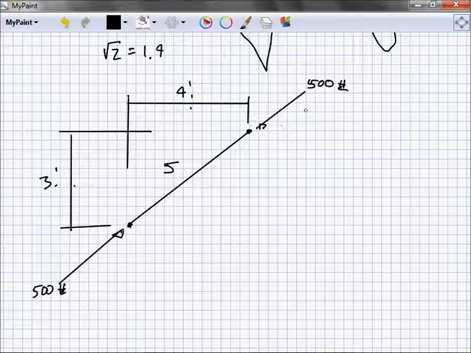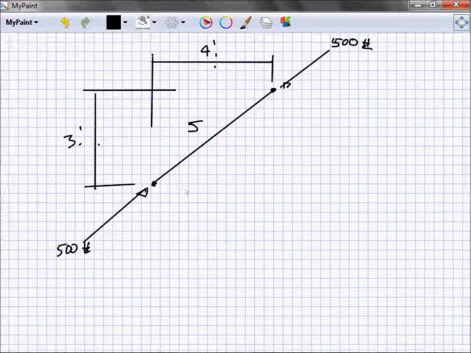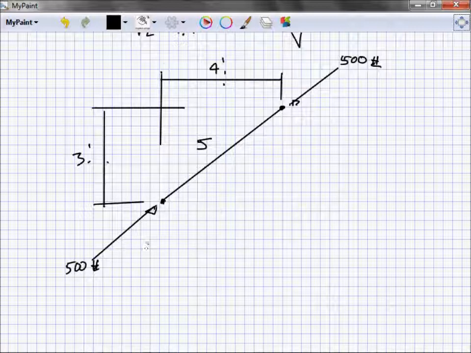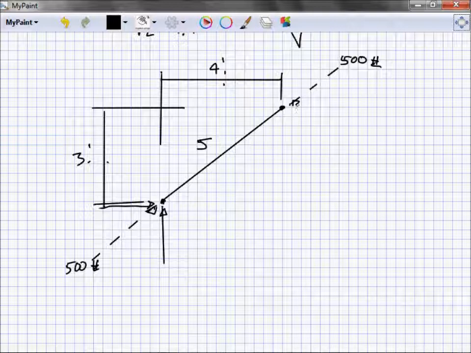So I've got 500 pounds coming into this member that's 5 feet long. And what I want to do is break it out into its two components. So I want to get rid of this 500 pounds, essentially, and I want to break it into a load that goes this way and a load that goes that way. What are these now?